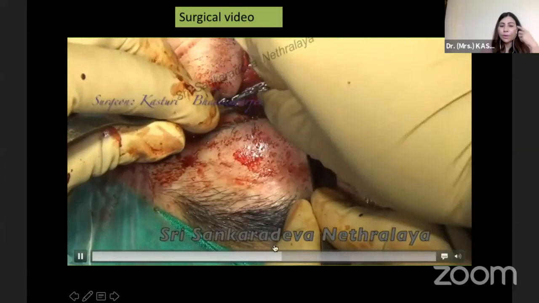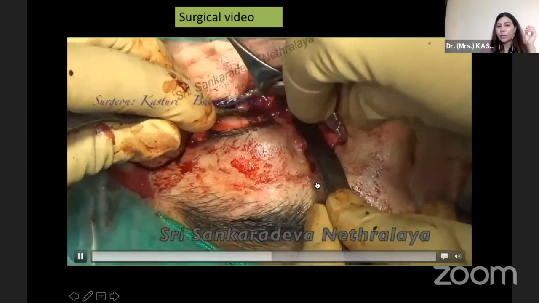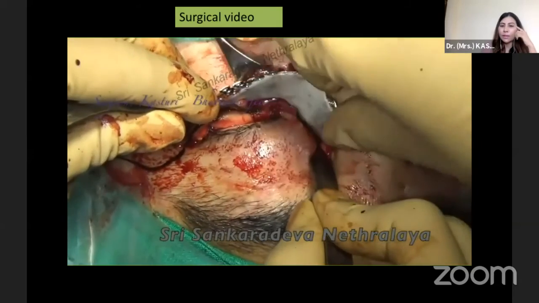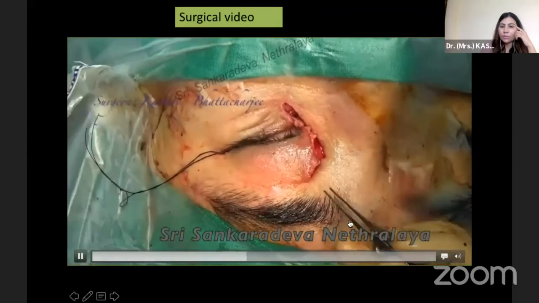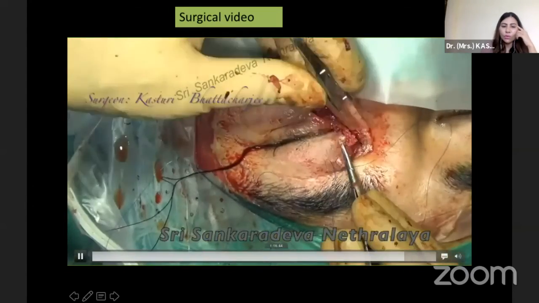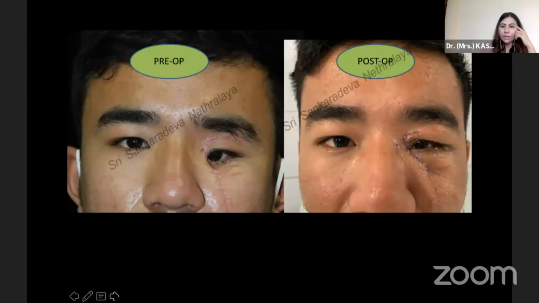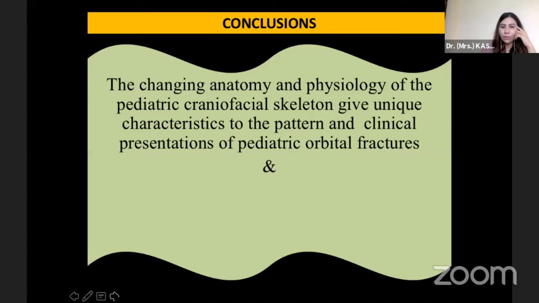And you need to repair, but here you need to give a volume because there's almost a globe subluxation. There's also dystopia of the medial canthus. And this is the empty, this is the empty B plate that I usually prefer in such children. And along with it, you also go for the management of the canthal dystopia. And this is how he looks after approximately a month following surgery.